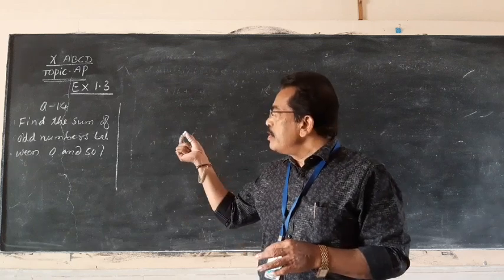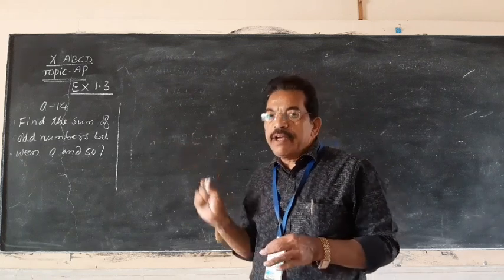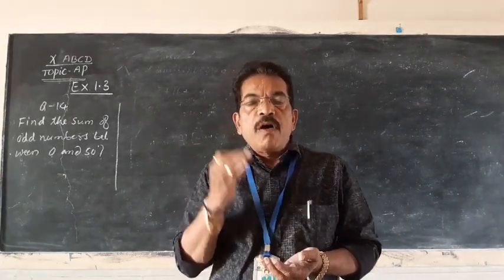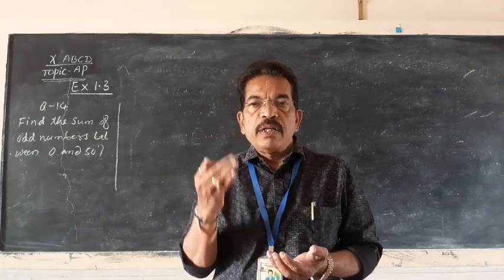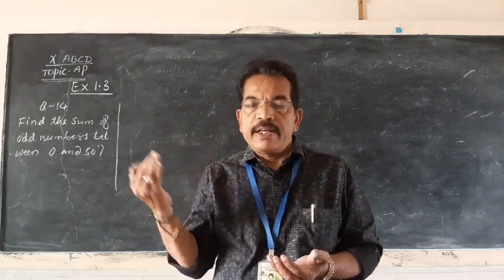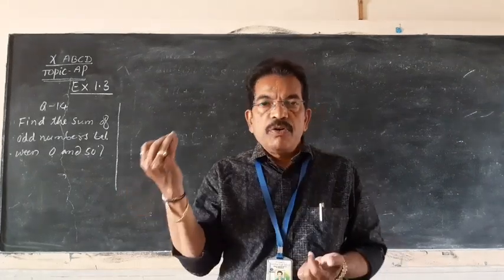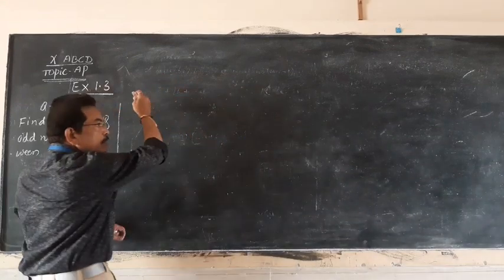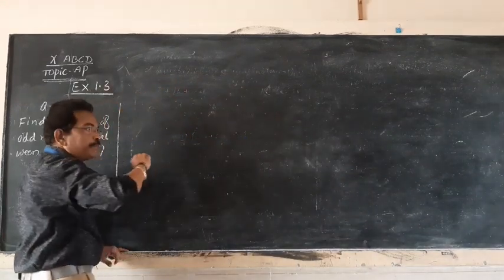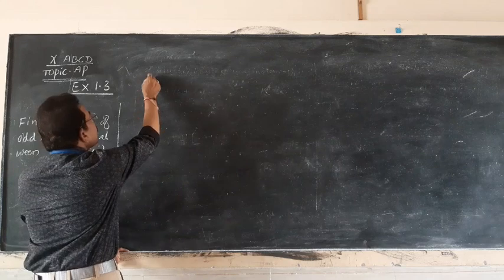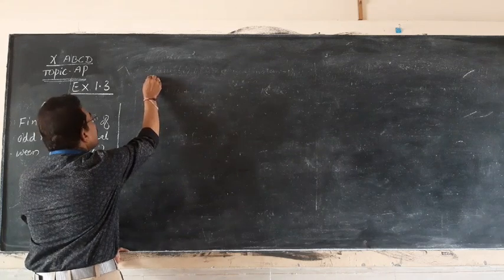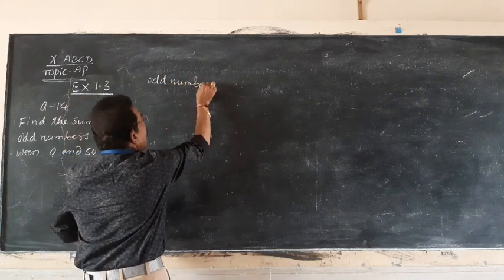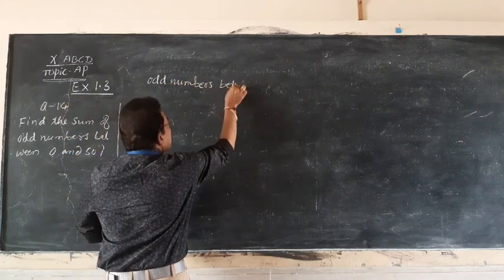Find the sum of the odd numbers between 0 and 50. Sum of odd numbers. Odd numbers begin from 1, 3, 5, 7, 9 like that. So, first we should write the odd numbers.